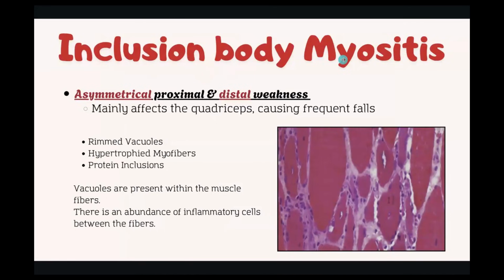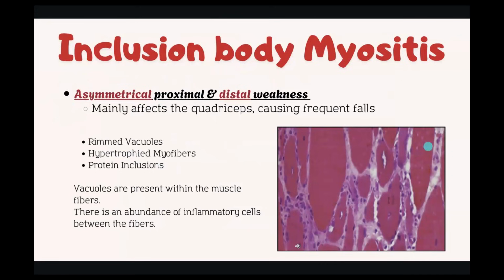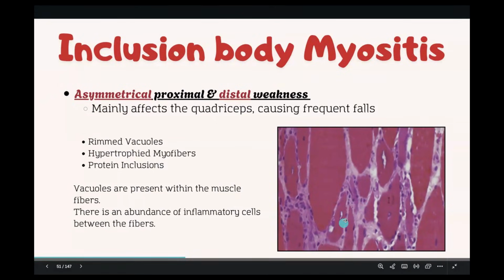Now, in inclusion body myositis, or the third type of myositis, we don't have symmetrical proximal weakness. Instead, we have asymmetrical proximal and distal weakness. So again, inclusion body myositis, asymmetrical proximal and distal weakness. This is the only thing I want you to memorize for this disease, and that this disease is characterized by rimmed vacuoles, hypertrophied myofibers, and protein inclusions. So mainly the rimmed vacuoles. Those show inclusion body myositis. And this is the picture. As you can see here, we have the rimmed vacuoles inside the muscles.